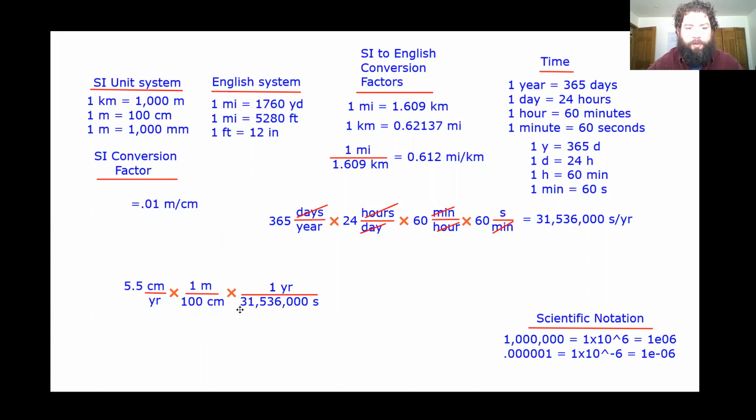So the first thing we need to do is go from meters to centimeters. And there's 1 meter and 100 centimeters. I just took that from the conversion factor. And then the next one we need to do is from years to seconds. So for 1 year, there's 31,536,000 seconds. And I took that from right there.